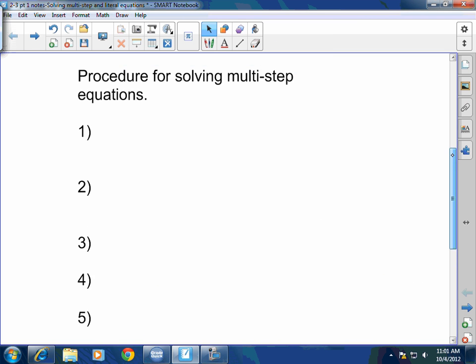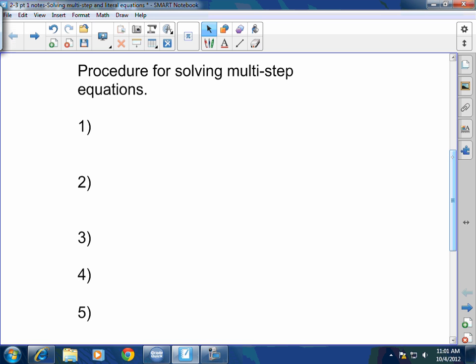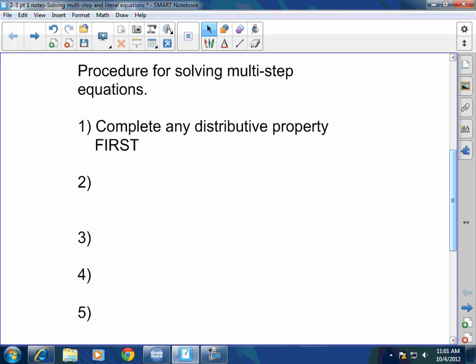The procedures for solving multi-step equations. Step 1. You're going to complete any and all distributive properties first.